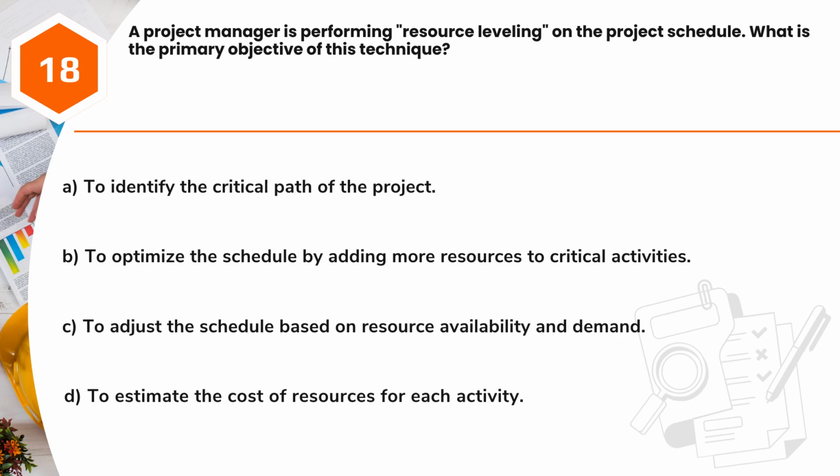Question 18. A project manager is performing resource leveling on the project schedule. What is the primary objective of this technique? A. To identify the critical path of the project. B. To optimize the schedule by adding more resources to critical activities. C. To adjust the schedule based on resource availability and demand. D. To estimate the cost of resources for each activity.